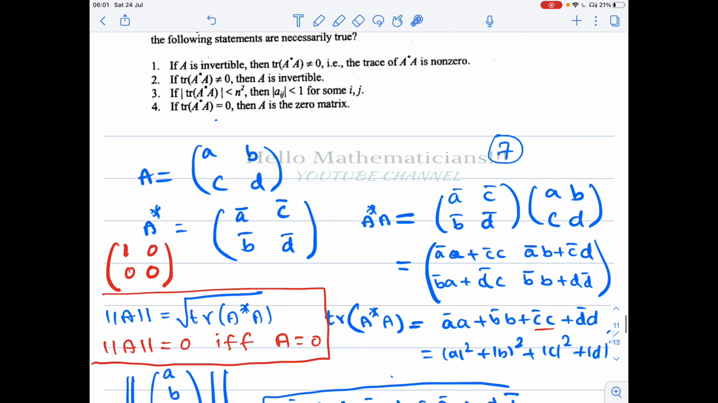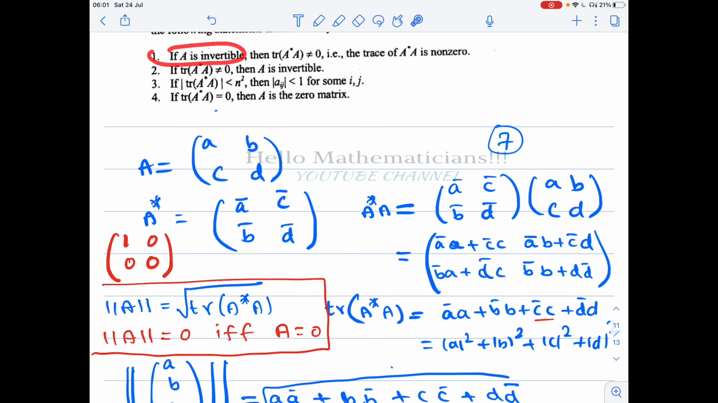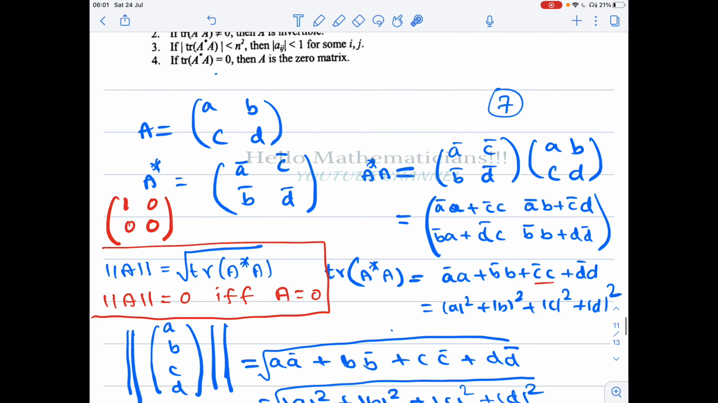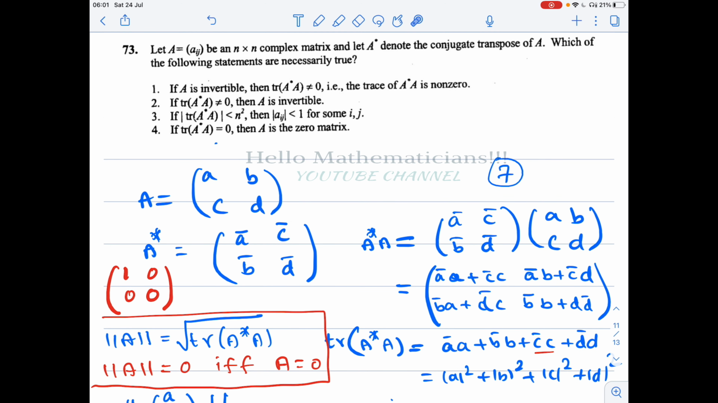If you want to see it in a different way, if A is an invertible matrix, then at least one entry will be a non-zero entry. If at least one entry is non-zero, one of these terms will be positive. Therefore, in total, this value will be positive. So therefore trace of A star A is not equal to 0. So the first option is correct.